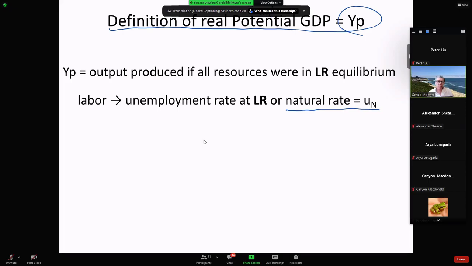And the natural rate of unemployment has a particular symbol. Notice there's lots of notation being built in already. That symbol is U for unemployment, sub N. The subscript N means the natural rate of unemployment. This is typically thought of as being between 4 and 6%. That is, when the US labor market generates an unemployment rate in the long run between 4 and 6%, the US economy's labor market is performing normally at its long run equilibrium.